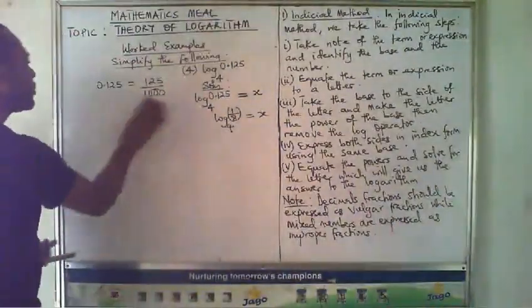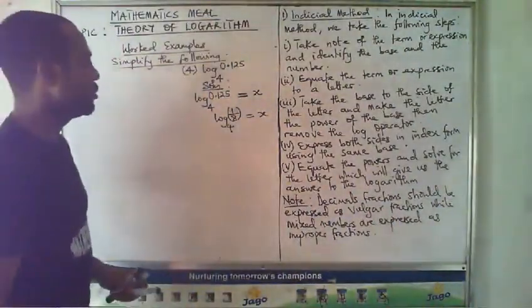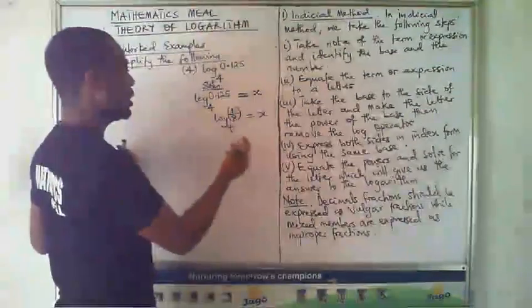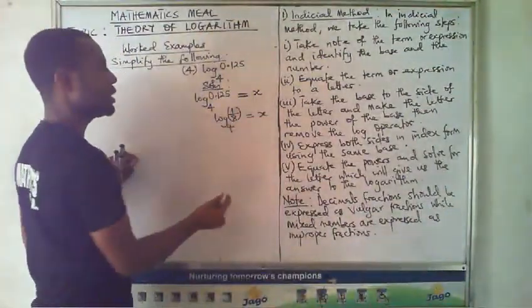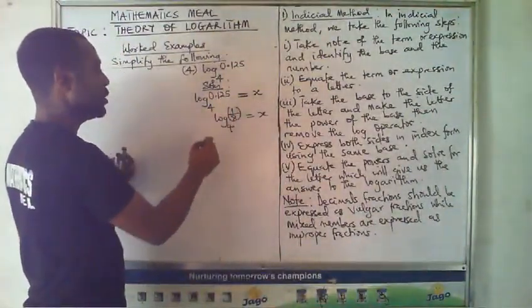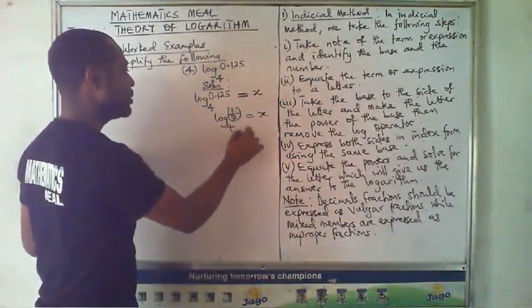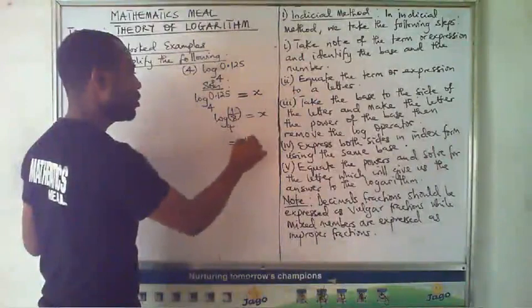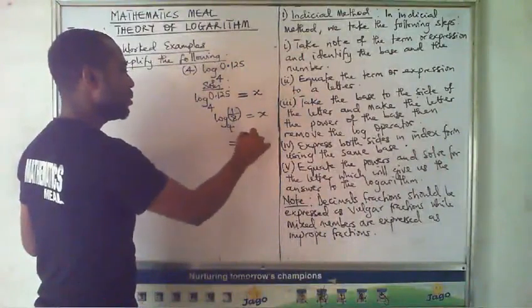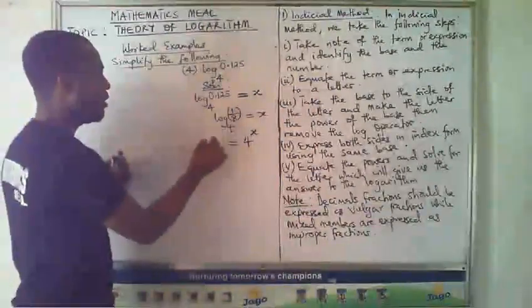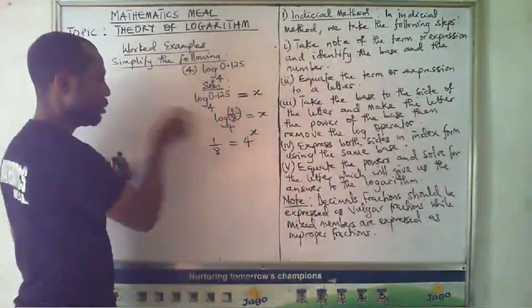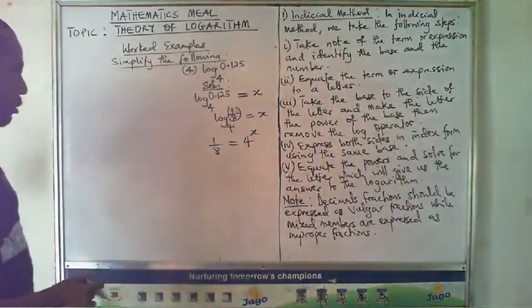Okay? So we continue. We say it again, take the base to this side and let the letter become its what? Power. And remove the log. So if I take this base now to this side, it's 4. Make the letter the what? The power. Now what I will have remaining here is 1 over 8, because I will remove the log operator.